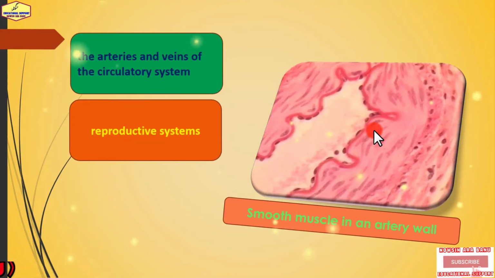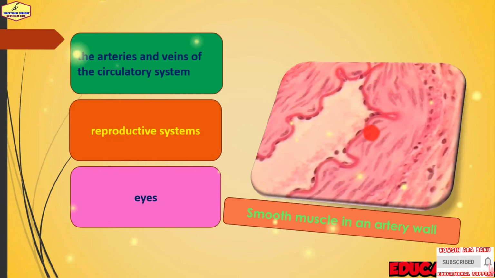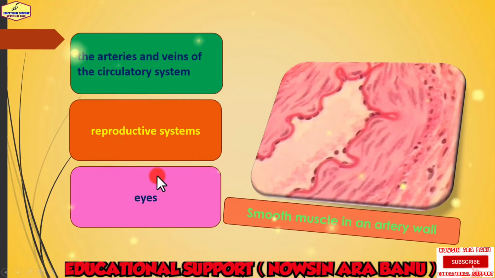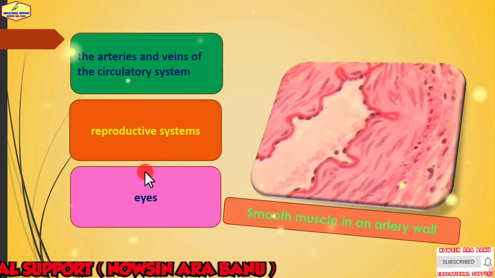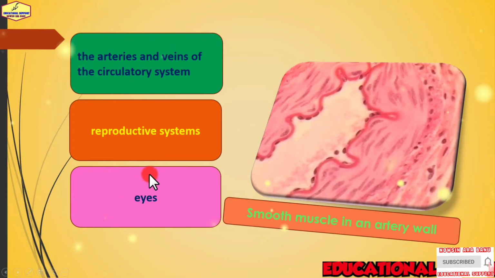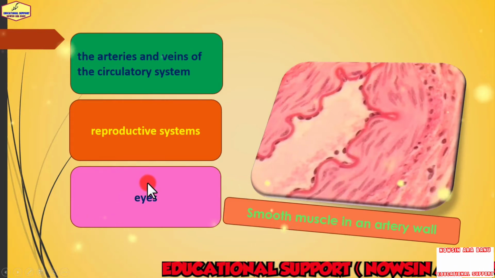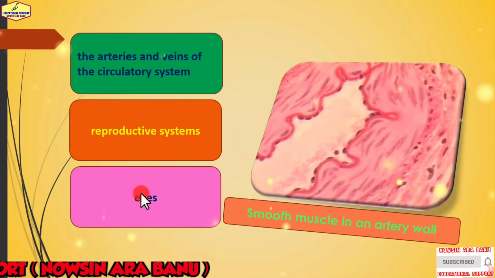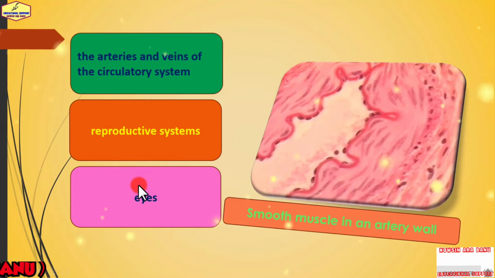urinary and reproductive systems. Smooth muscle is also present in the eyes, where it functions to change the size of the iris and alter the shape of the lens, and in the skin, where it causes hair to stand erect in response to cold temperature or fear.